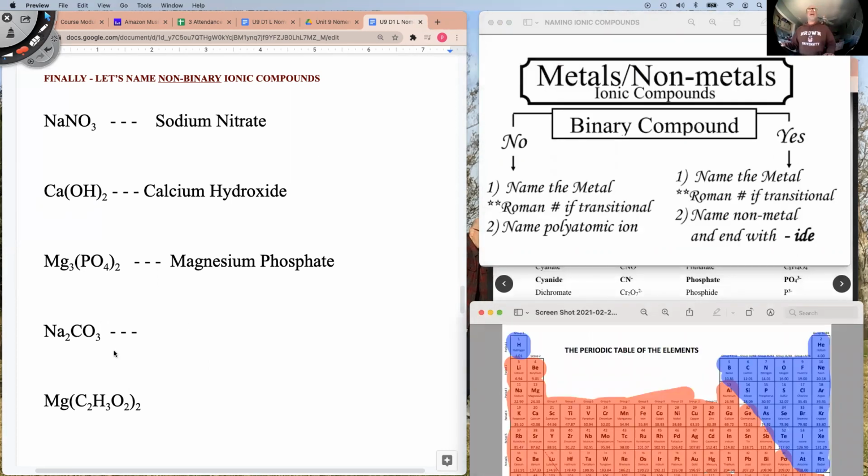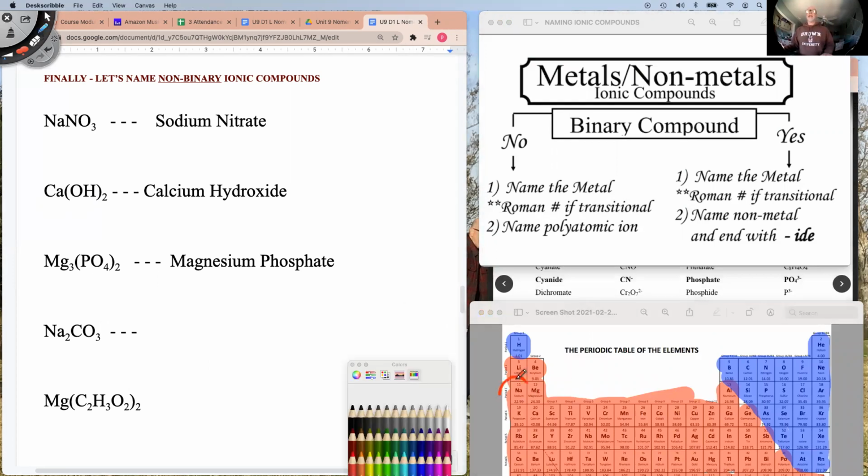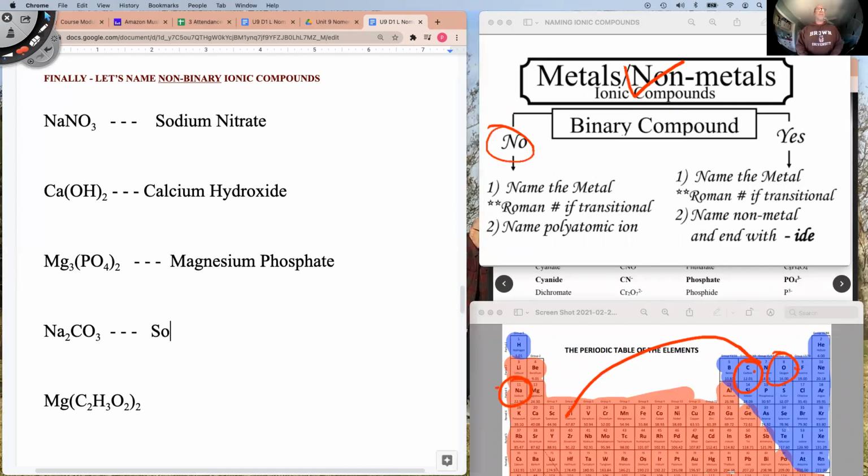We're working with an Na, a C, and an O. First thing we have to do, let's go find the Na. There it is. Let's go find the C. Perfect. And the O, awesome. Are we working with a metal and a non-metal? Yep. Check. Ionic compound. Is it binary? 1, 2, 3. Nope. All right. Name the metal. That one's called sodium.